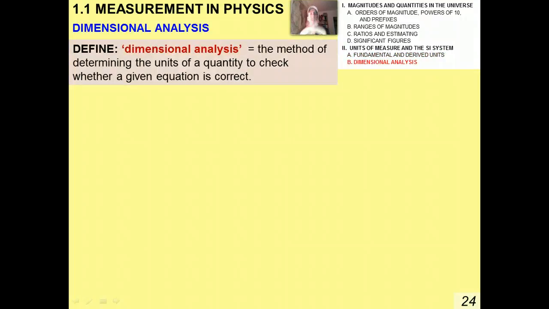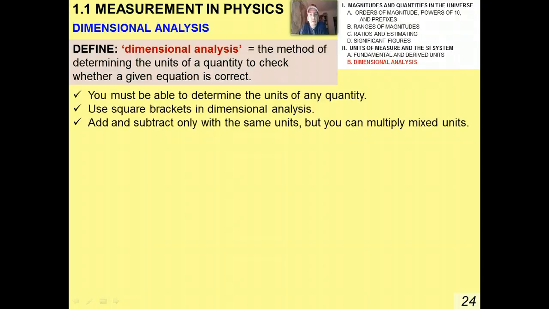Okay, dimensional analysis is our last topic here. And this is super important because your answers have to always have units. And I don't know if you've ever wondered, how do you know if you have the right units or not? Or how do you know if an equation is actually correct? The way to check it is by using dimensional analysis, and this is just a way of figuring out the units to check whether a given equation is correct.